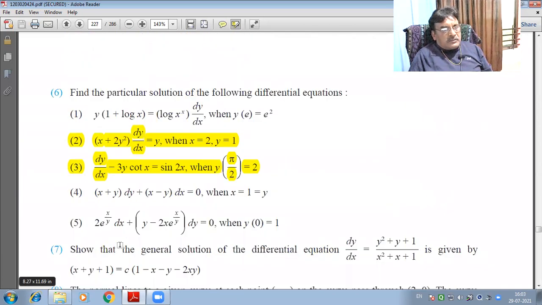Page number 218, problem number 6, and sub questions are 2 and 3. That is x plus 2y square into dy by dx is equal to y when x is equal to 2, y is equal to 1. Problems number 2 and 3 are deleted.